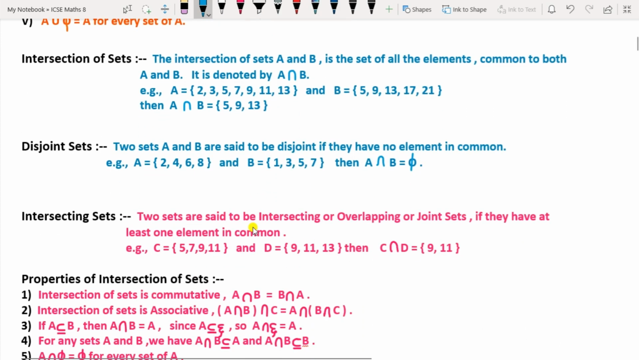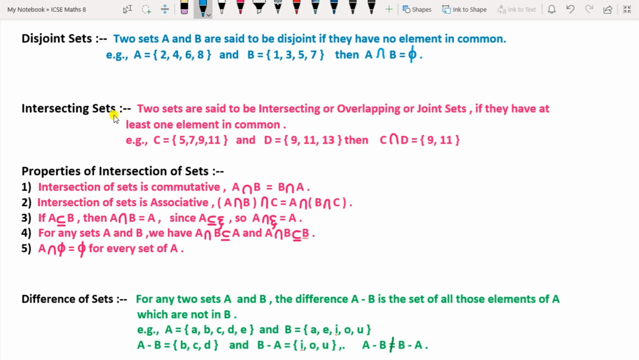Next come the disjoint sets. Disjoint sets are the opposite of intersection of sets. If no element is common in both of the given sets, then those sets are called disjoint sets. For example, A is 2, 4, 6, 8 and B is 1, 3, 5, 7. Now here you can see that in both the sets not a single element is common, so the answer will be the blank set or phi. So A intersection B equals phi. Those sets are called disjoint sets.